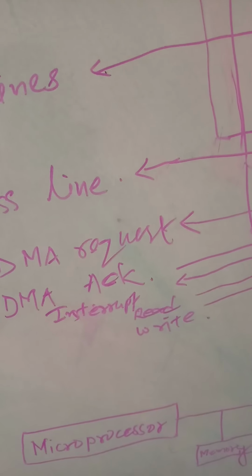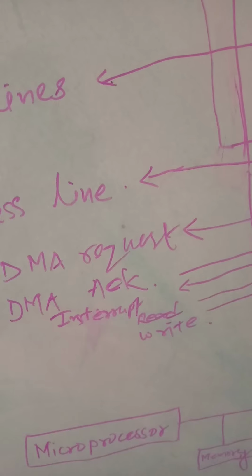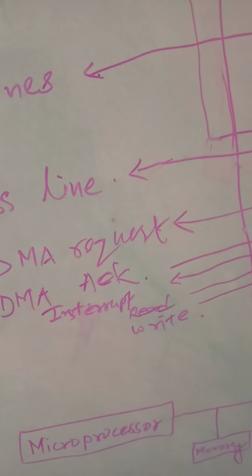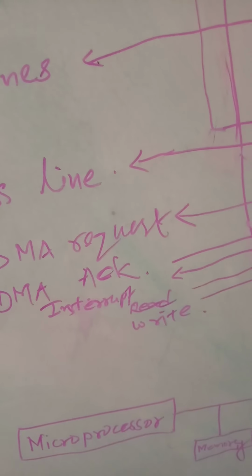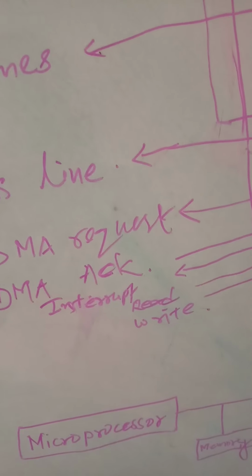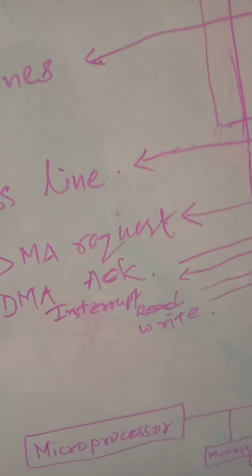By this, CPU does not have to wait for a long time if it needs the bus for higher priority tasks. And last here, transparent mode. Here DMA transfers data only when CPU is executing the instruction which does not require the use of buses.